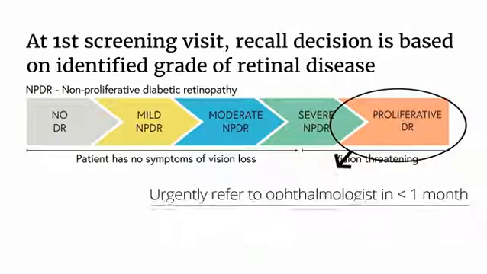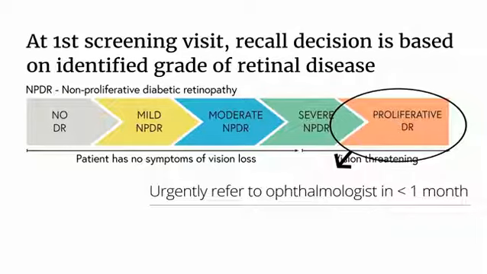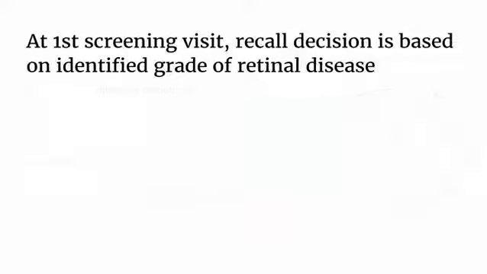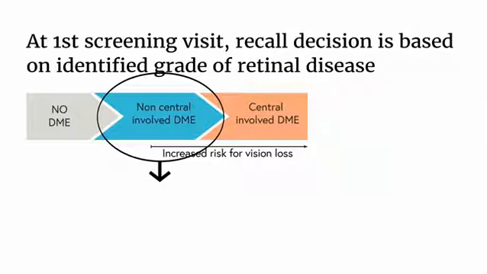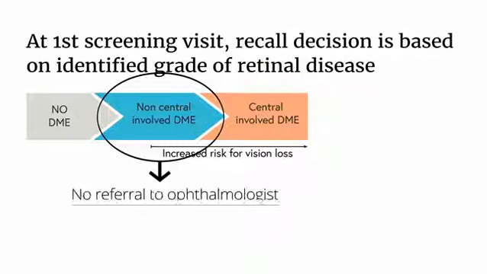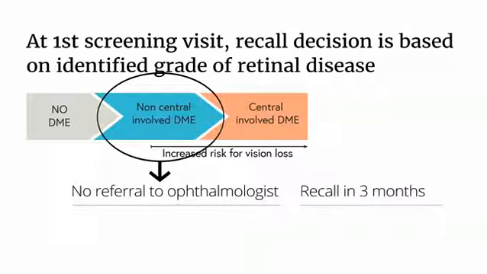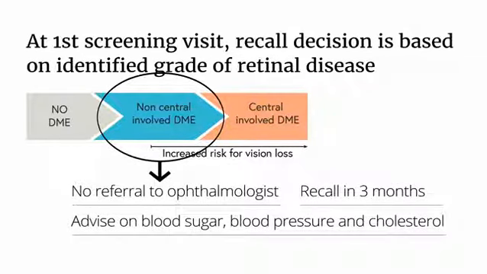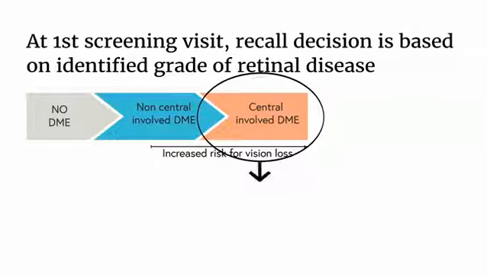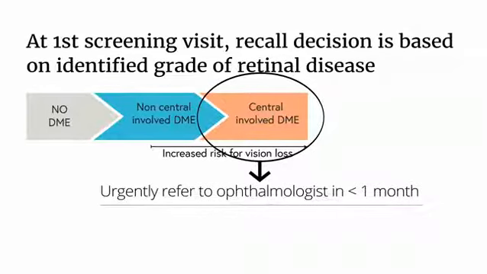Patients with proliferative diabetic retinopathy should be seen by an ophthalmologist within 1 month, as they are at very high risk of sight loss. Patients with non-central involved diabetic macular edema do not require a referral to the ophthalmologist, but should be rescreened in 3 months and advised on blood sugar, blood pressure and cholesterol management. Patients with central involvement of diabetic macular edema are at high risk of sight loss and where possible should be referred and seen within 1 month by an ophthalmologist.